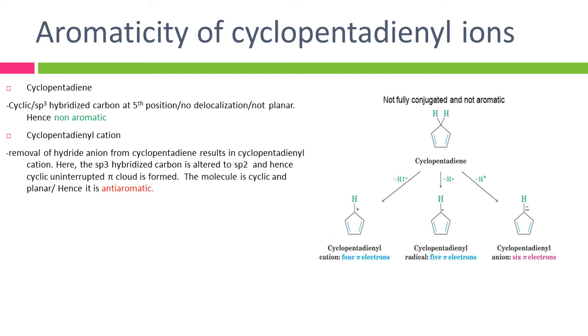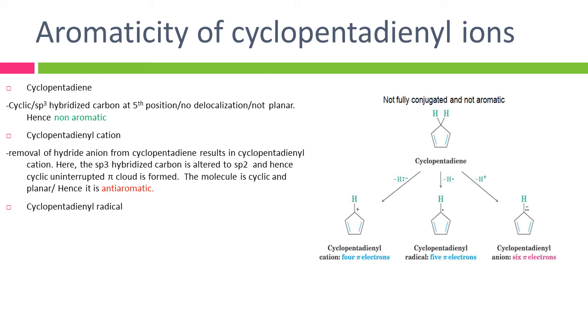Cyclopentadienyl cation. Removal of a hydride anion from cyclopentadiene results in cyclopentadienyl cation. Here the sp3 hybridized carbon is altered to sp2, and hence a cyclic uninterrupted pi cloud is formed. The molecule is cyclic and planar, and hence it is antiaromatic.